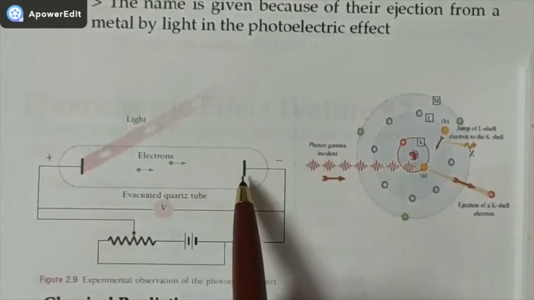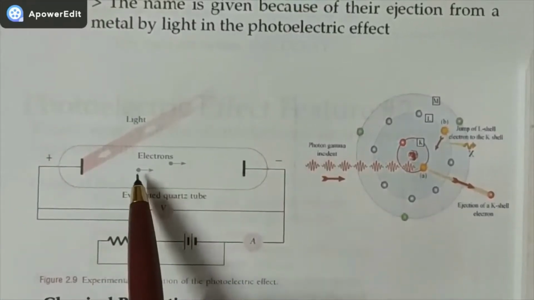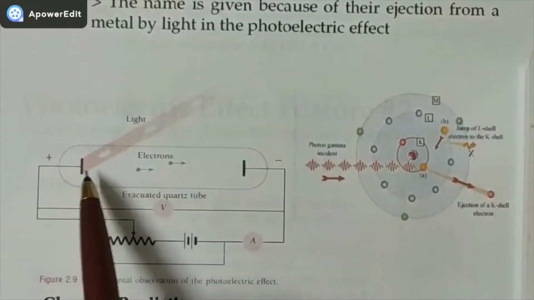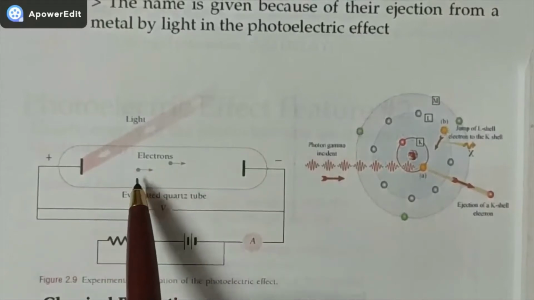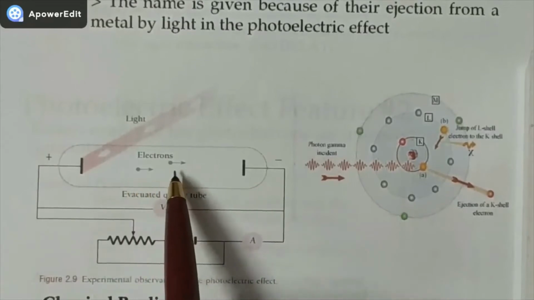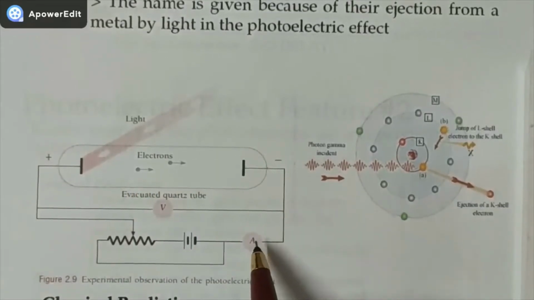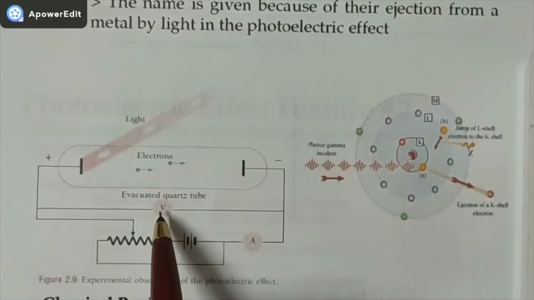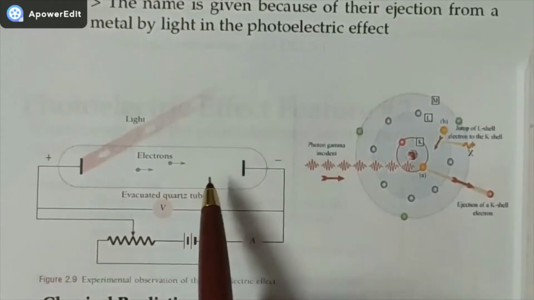So if I increase the potential of this terminal, then what will happen? If I keep on increasing, there will be a time when electrons will come out from the surface, but they will not have the kinetic energy to overcome the potential between them, and these electrons will no more reach this terminal, and there will be no current.